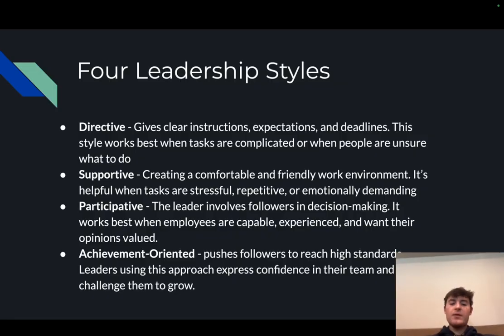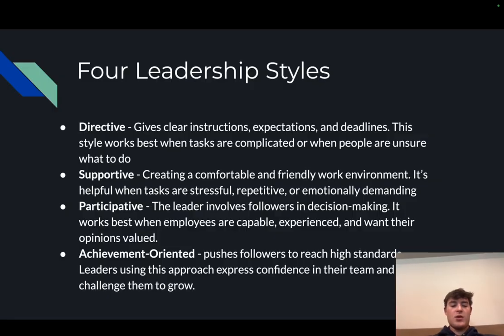But participative. The leader involves followers in decision making. It works best when employees are capable, experienced, and want their opinions valued. So that's kind of like an open relationship kind of thing. So when a leader can also use the followers' experiences, and they can use their opinions on how to make the decisions better based off what they have experienced.